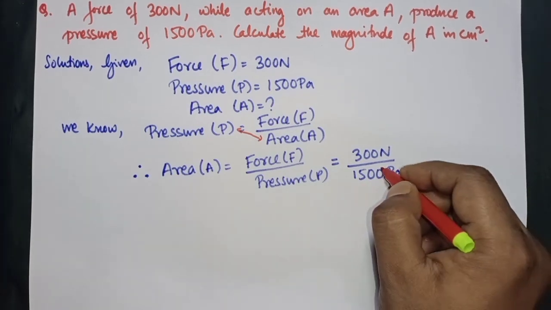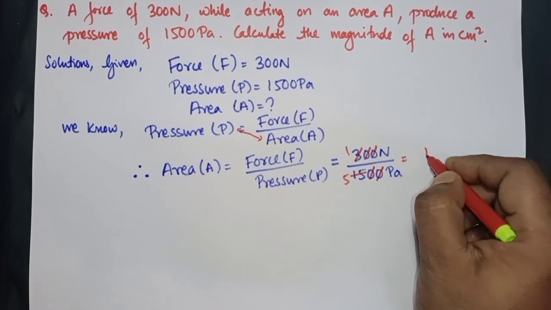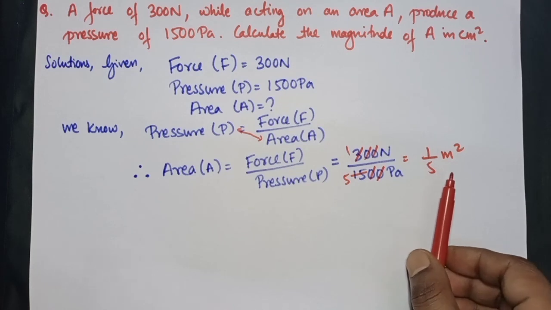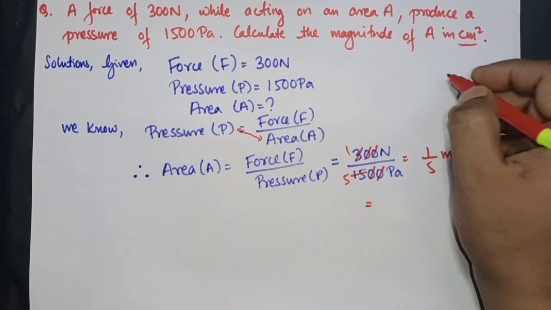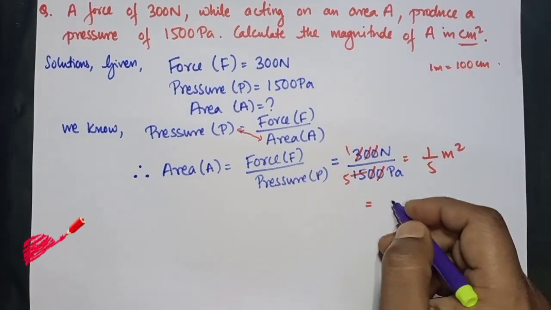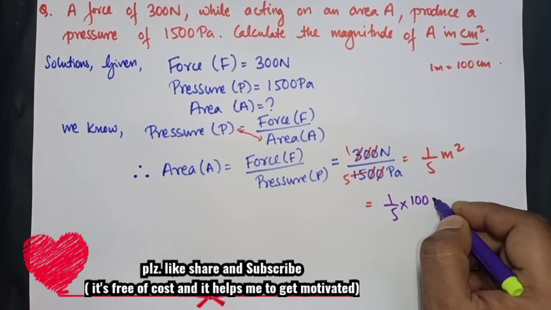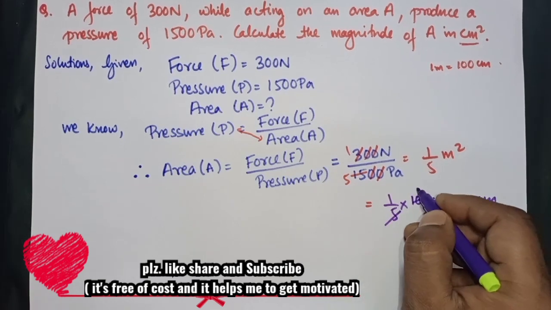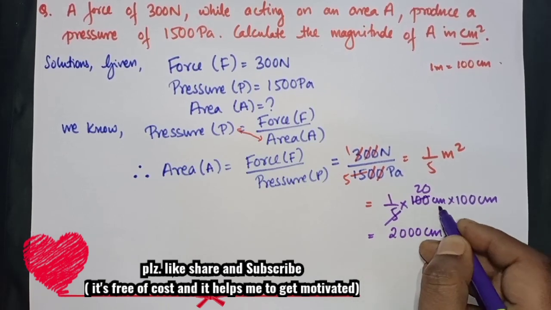Now if I cancel this, 0, 0 will get cancelled, 0, 0 will cancel. So 3, 1, 0, 3, 3, 5, 0, 15. So what I got is 1 upon 5 meter square. This I'll get in SI system, but we have to change it to centimeter square. As we know already that 1 meter equals 100 centimeter. So I can write this as 1 by 5 into, meter square means 2 meters are there, that means 100 centimeter into 100 centimeter. So this will get cancelled. 5 2s are 10, 0. So 20 into 100, it will be 2000 centimeter into centimeter, centimeter square.